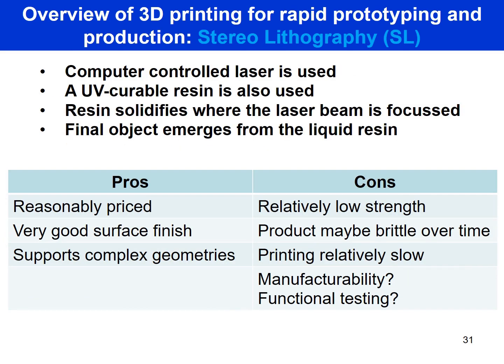Another method, stereolithography, is used for rapid prototyping. A computer-controlled laser is used, and a UV-curable resin is also being used. The resin solidifies where the laser beam is focused, and the final object emerges really from the liquid resin.